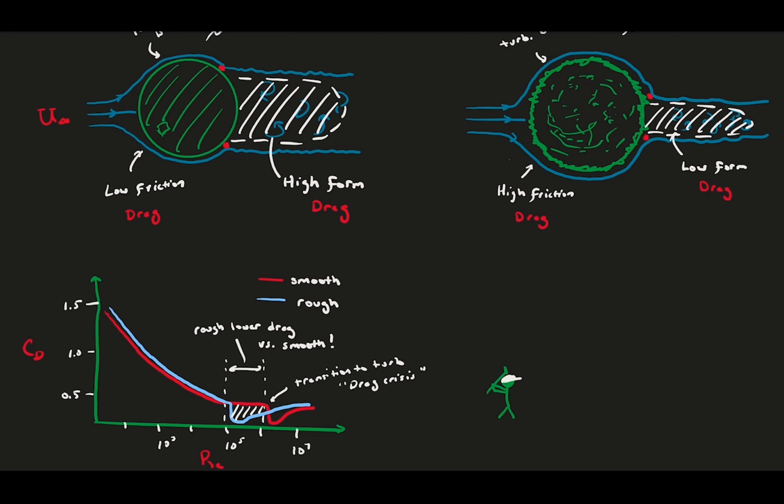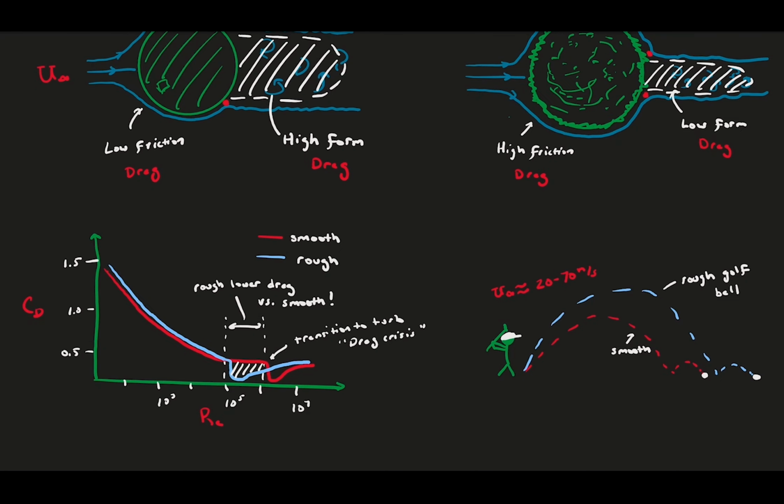Coincidentally, this Reynolds number range corresponds directly to the typical Reynolds number of a golf ball in flight. This is why golf balls have dimples. Golf balls in flight happen to be at the perfect Reynolds number where the roughness reduces the drag and stabilizes the flight compared to a smooth golf ball. So, for the same impact from a golf club, the rough ball travels much further.